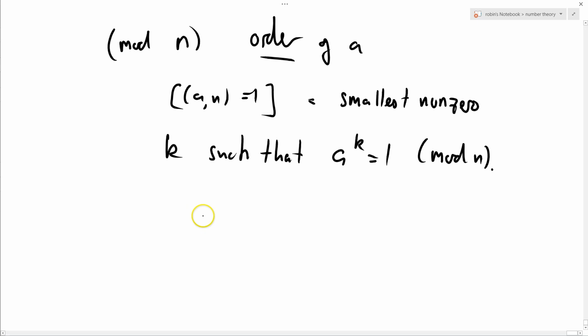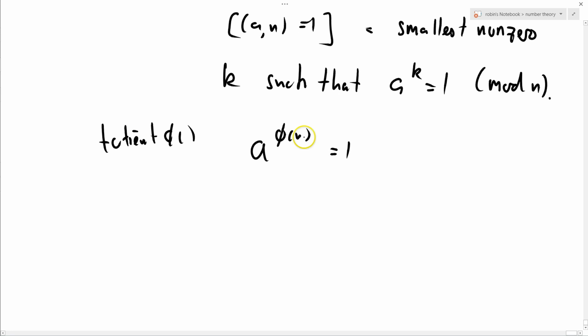Yeah, and we've established that A to the power phi of n, phi being the totient function, equals 1. That's Euler's theorem, we know that. But there might be a smaller power that will do.